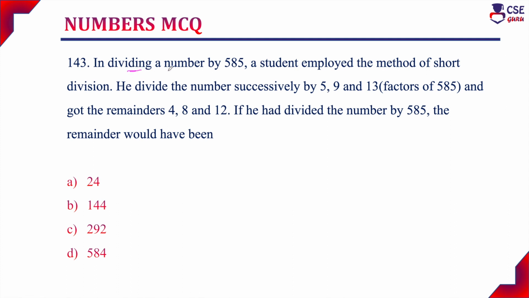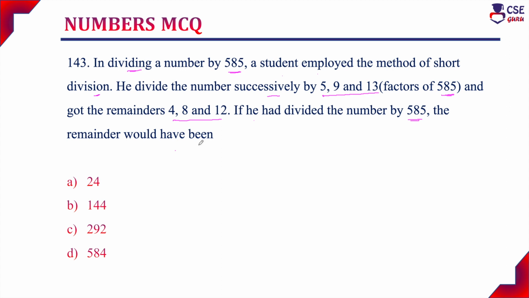Next, problem number 143. In dividing a number by 585, a student employed the method of short division. He divided the number successively by 5, 9 and 13, that is the factors of 585, and got the remainders 4, 8 and 12. If he had divided the number by 585, then the remainder would be?